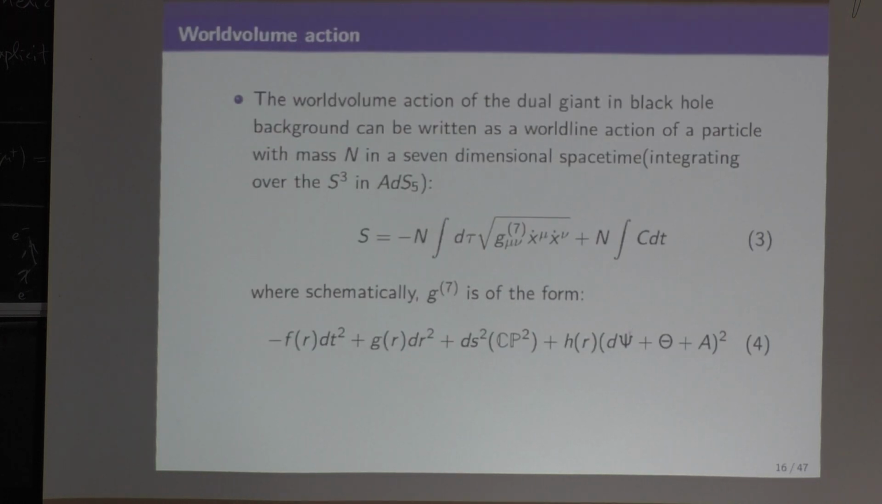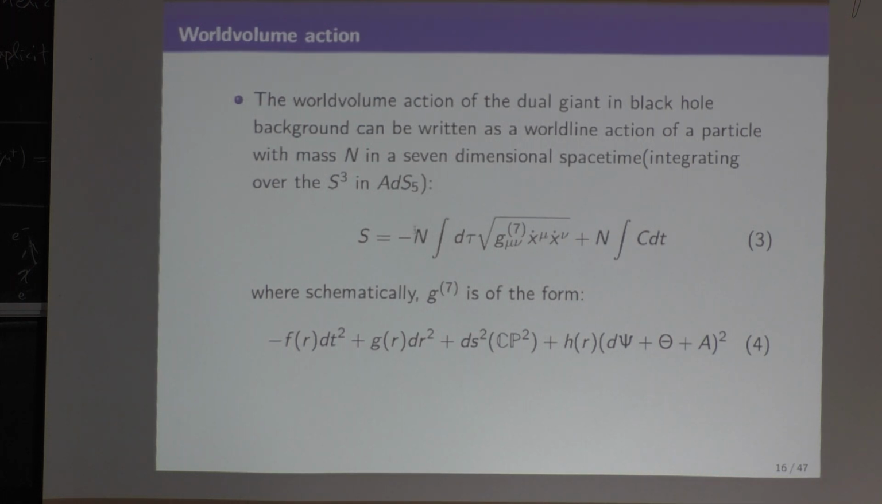Okay, so again we can do a similar thing. We can write an action of the dual giant graviton in the black hole background. Here I am considering black holes which preserve some of the rotational symmetries in S5 and AdS5, and therefore in the volume coordinates I can integrate out the S3 directions of the D3 brane. I am then left with an action for a particle in the orthogonal 7-dimensional space whose metric takes this form.